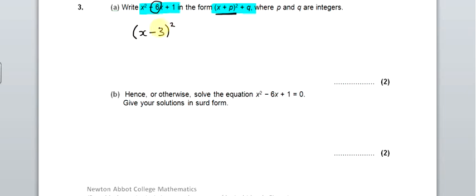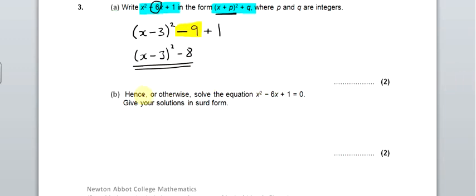Now once you've put the bracket in there, you have to compensate for putting it into the brackets by subtracting the square of this number. Okay, so whatever it is, you subtract the square of it, and 3 squared is 9. And then we put our plus 1 on the end. Okay, so this bit here is compensation for putting it into the brackets. And then we just tidy it up. So it's x minus 3 squared minus 8. And that is our final answer here.